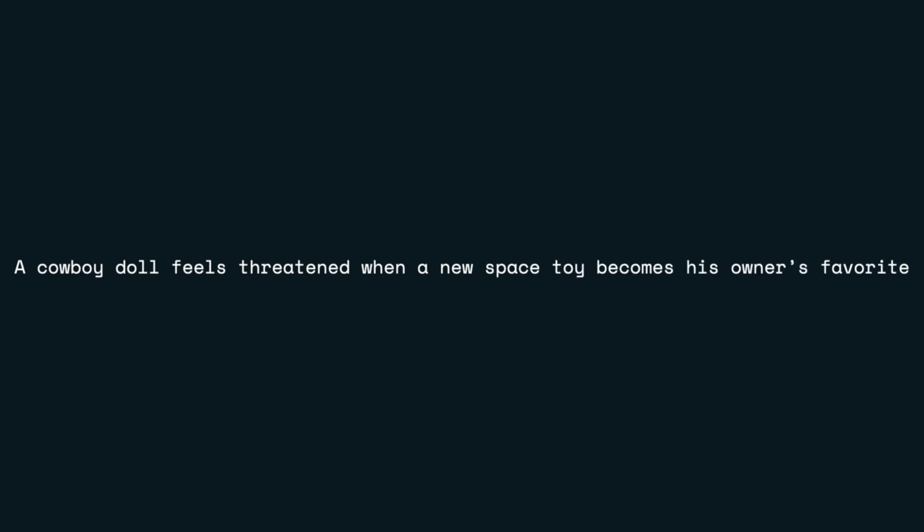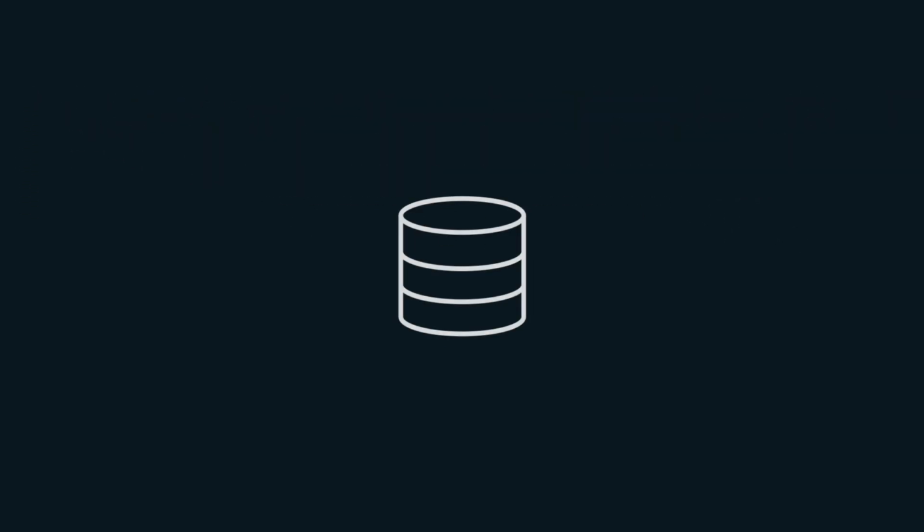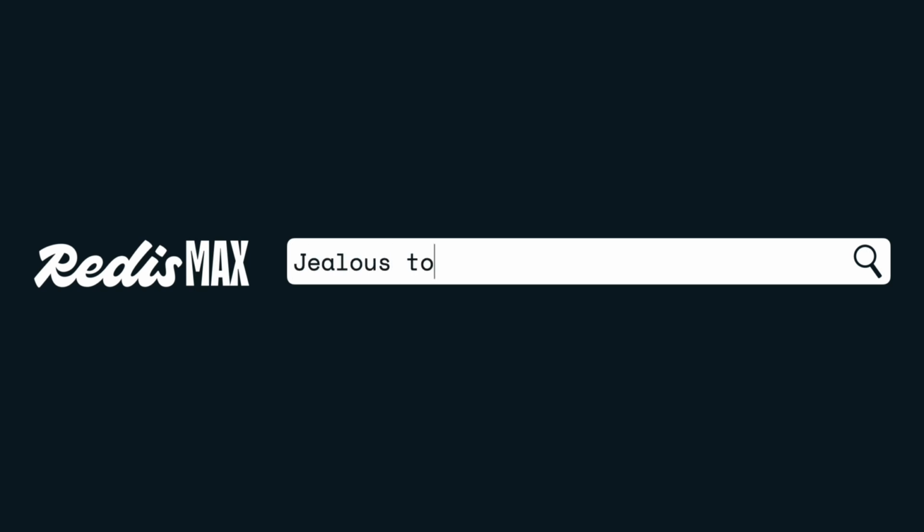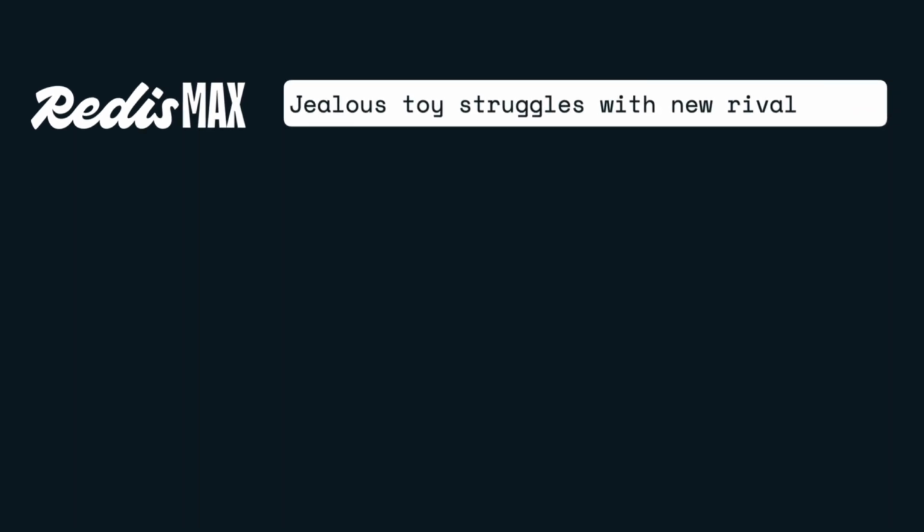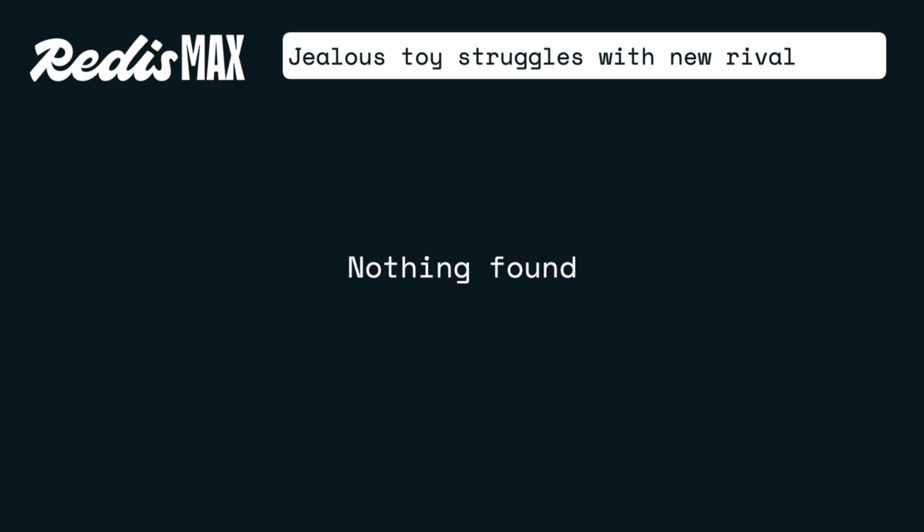If a movie synopsis is stored in a database as "a cowboy doll feels threatened when a new space toy becomes his owner's favorite," but the user searches for "jealous toy struggles with new rival," a traditional search system might not find the movie because the exact words don't line up.